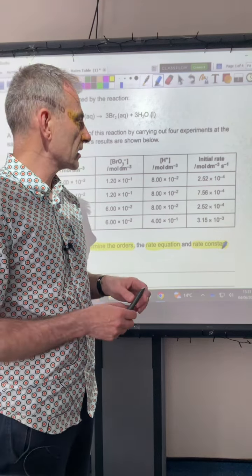So it's the classic question where you've got the different concentrations of the reactants and we've got the different initial rates. And we've got to calculate the orders of reaction for the three reactants. We've then got to come up with the rate equation and we've got to calculate the rate constant. So, where do we start?